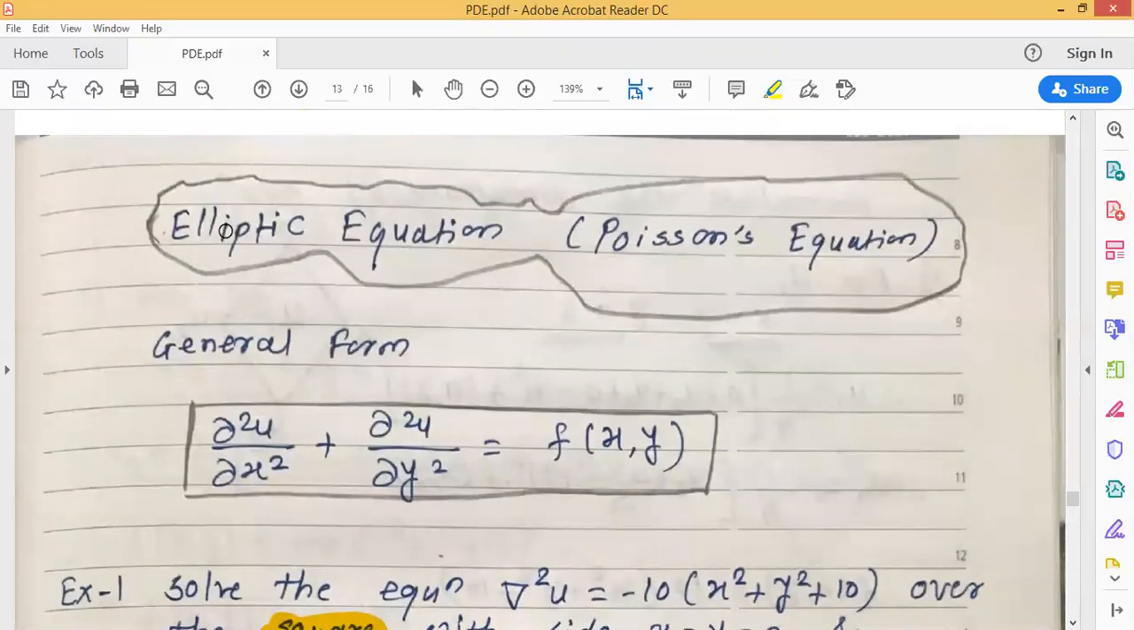It is also called an elliptic equation, which is in the form of this.